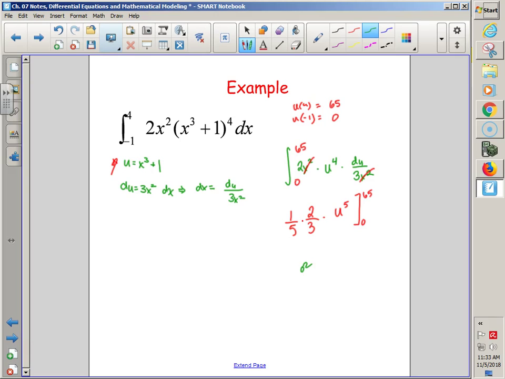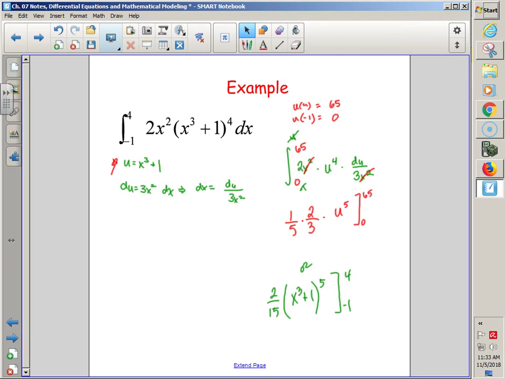Okay, so the other way would have been to actually keep the -1 and the 4, but then be like, uh-oh, they're not x's anymore. And then you could go ahead and go back to x's, so you'd have 2/15 times your x cubed plus 1 to the 5th. But wouldn't that end up being 65 and 0? Cross off your bounds because technically it's illegal to anti-derive in terms of u with x bounds. Does that make sense?